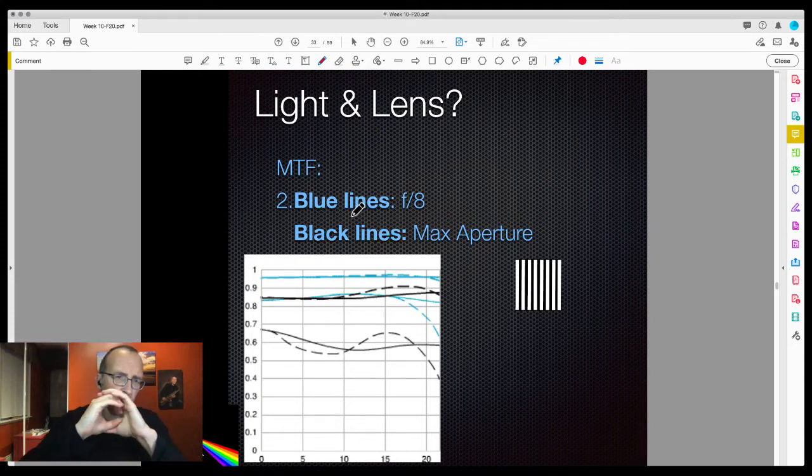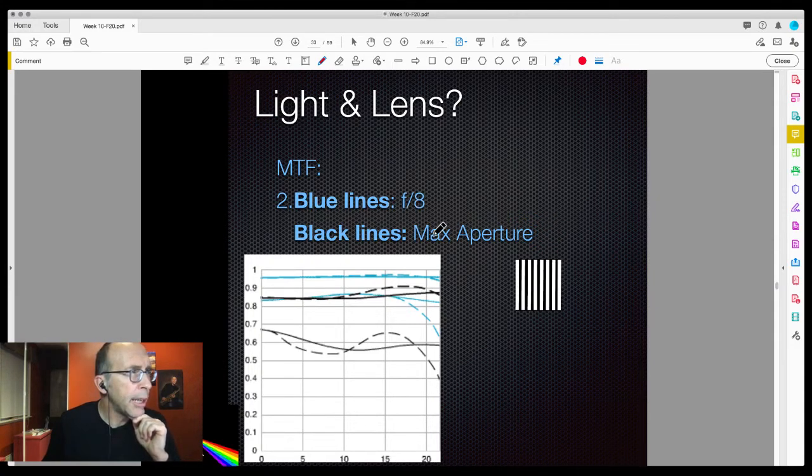And you'll typically notice that at f8, the blue lines are typically higher because the lens performed better at f8. On a lens, when the lens is wide open, that's when things are the worst. So aperture is the worst, chromatic aberration is the worst, the performance of the lens is the worst. So there's going to be more reduction in contrast. So you'll notice the black lines tend to be lower and the blue lines tend to be higher. And you'll see that with most MTF graphs.